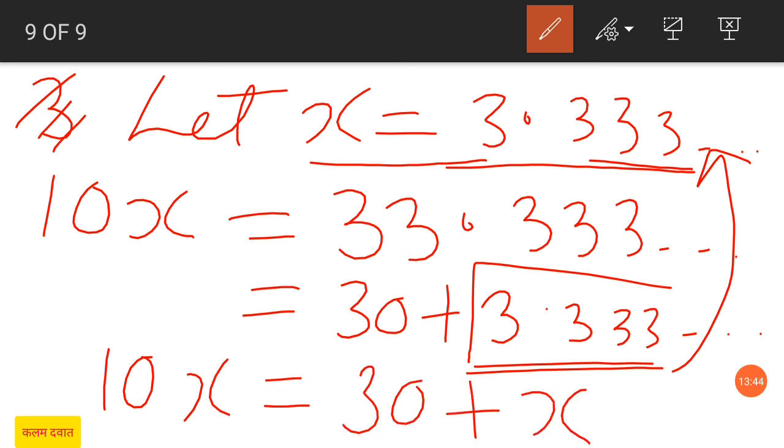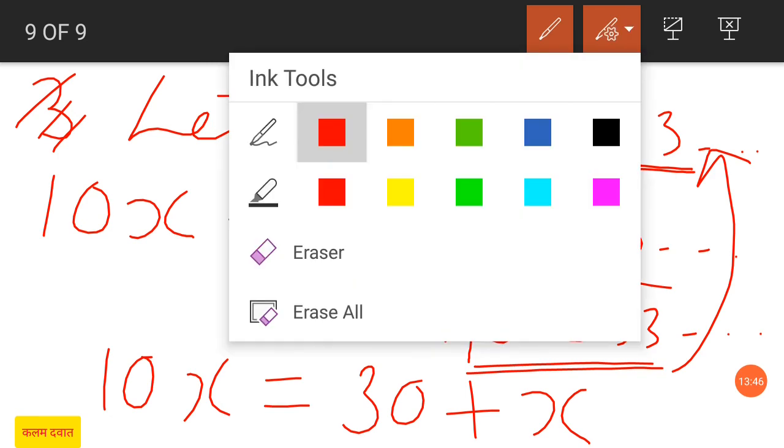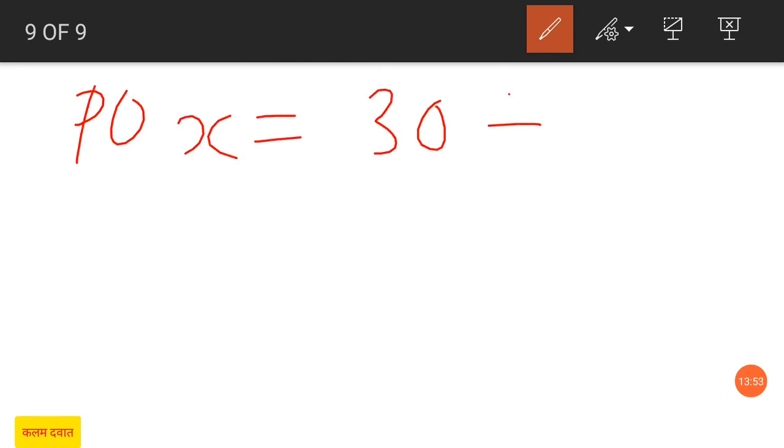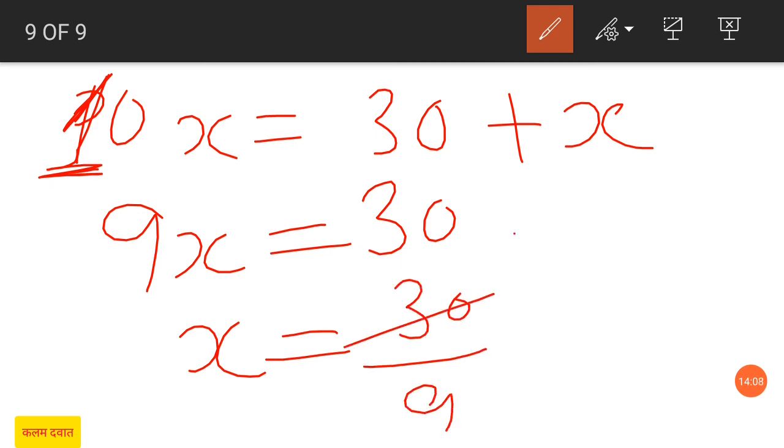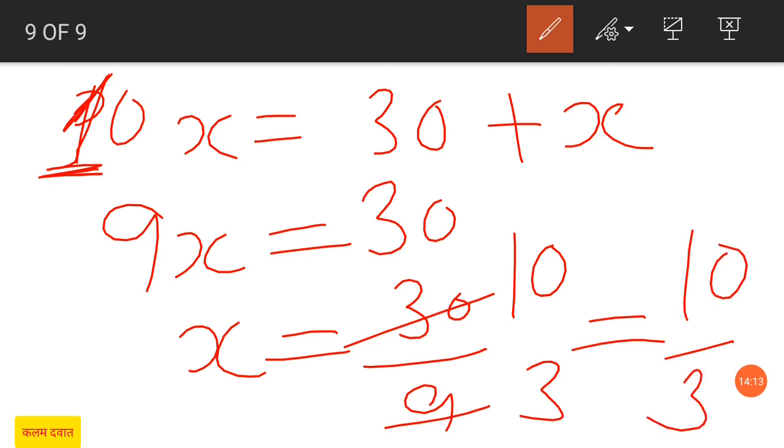Now moving to the next step. 10x equals 30 plus x. When we solve it further, the x will be subtracted from the 10x and it becomes 9x equals 30, and when we solve this we get 30 upon 9. Dividing, 3 tens are 30 and 3 threes are 9, and we get a rational. So a decimal expansion can be written as a rational and rationals can be written as a decimal expansion.